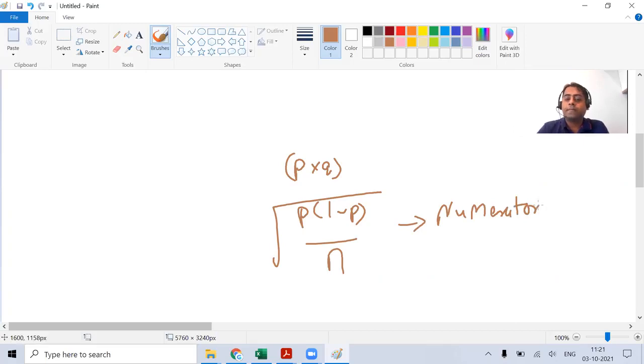What was the formula for variance of the Bernoulli distribution? P into Q. What was Q? 1 minus P. And that is where I divide by n, because I'm actually finding the standard deviation of the binomial, since there are a lot of n data points. It is not only single, because Bernoulli was single, binomial was n data points. And when that was variance, if I take a square root, I'll get the standard deviation. That becomes a new numerator.